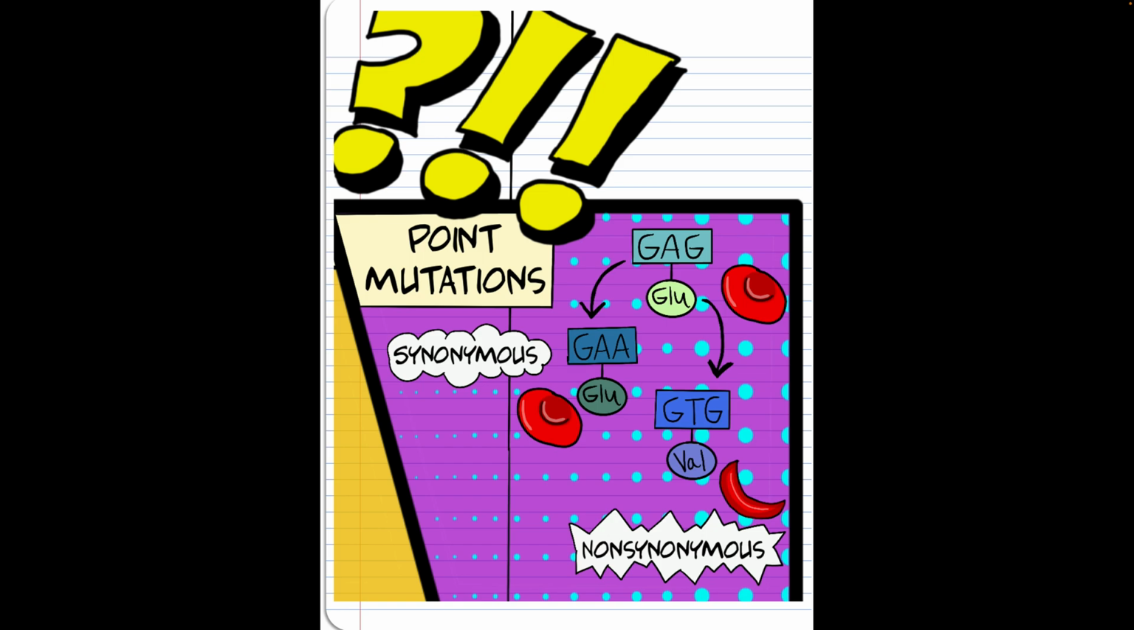If the point mutation changes it to GAA, it's still coding for glutamine, which means that our red blood cells remain normal. However, if the point mutation changes it to GTG, that is now coding for valine, and this is how individuals end up with sickle cell anemia.